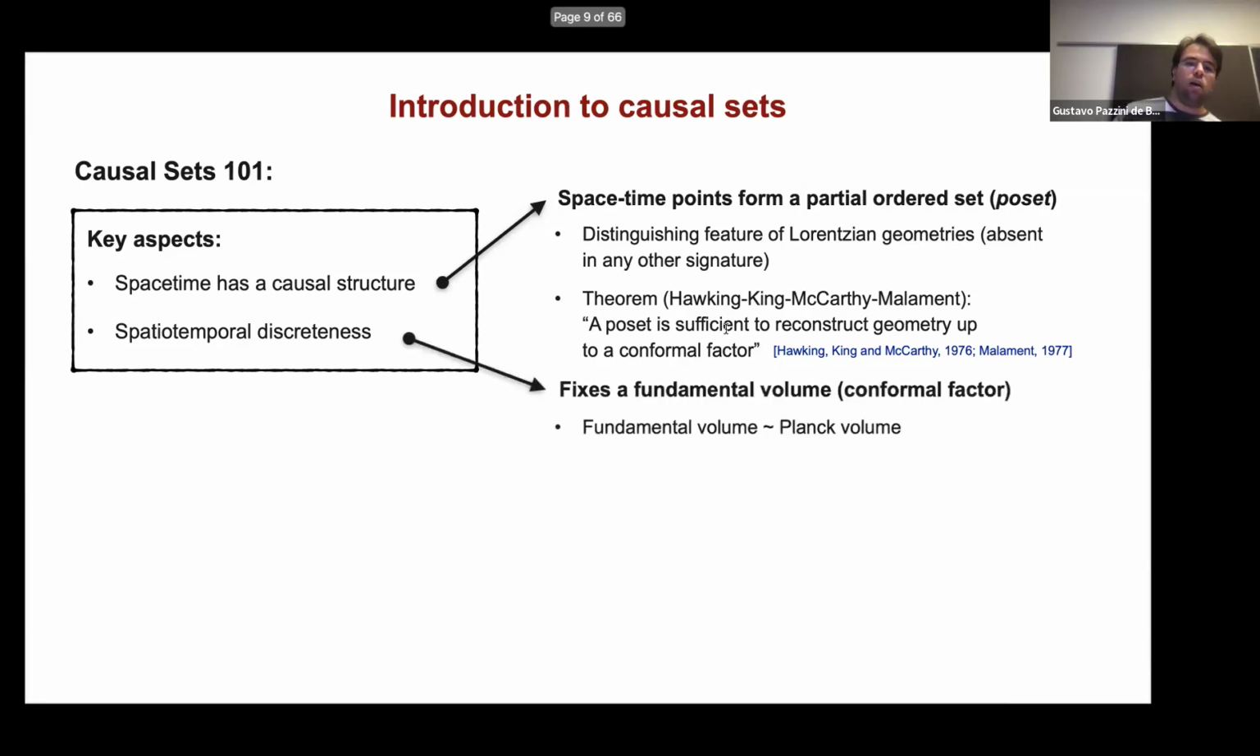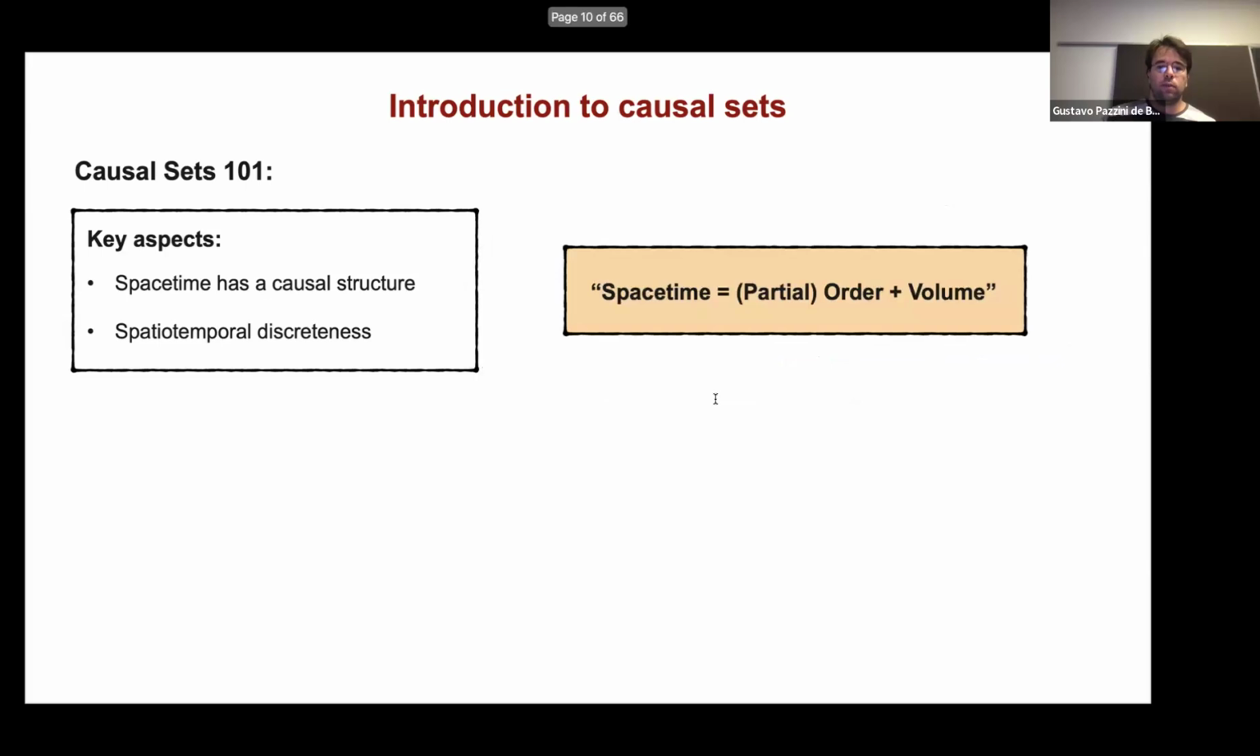And the idea now is, since this theorem tells us that the poset structure is sufficient to reconstruct up to a conformal factor, in order to reconstruct the full geometry we also need to fix a volume, a conformal factor. And this is done by imposing fundamental spatiotemporal discreteness. The idea is that this will fix a fundamental volume in the theory. And with this notion, we come to the usual equation from the causal set community, that space-time is essentially partial order plus volume.